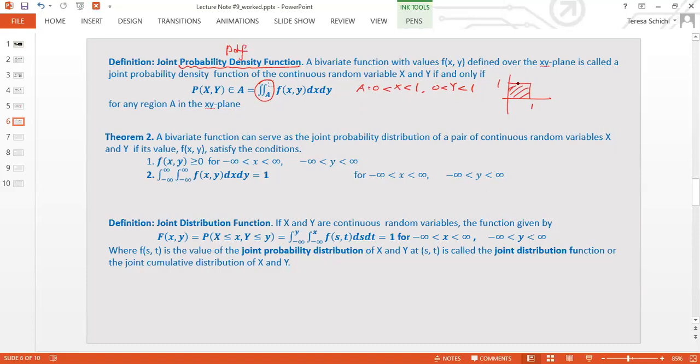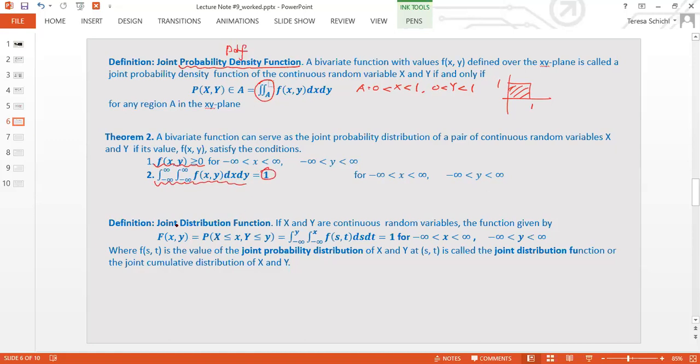The theory is the same as the discrete case. That means every PDF has to be greater than or equal to 0. The second part is that instead of adding all the probabilities, when you integrate, because it's continuous, the total will be equal to 1.